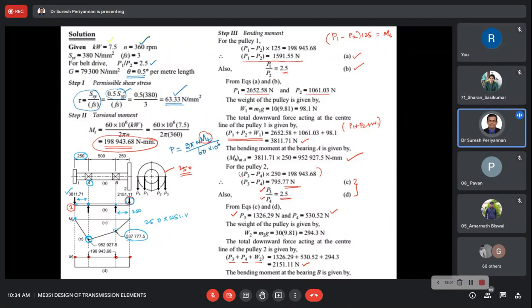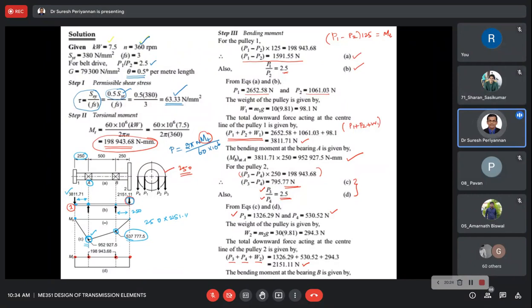Now, in these two places, bearing A and bearing B, the bending moment is maximum. Here no resultant bending moment is needed, because the horizontal load is not acting in the pulley. Hence, we can directly consider the maximum bending moment for the shaft design. This is the maximum bending moment.